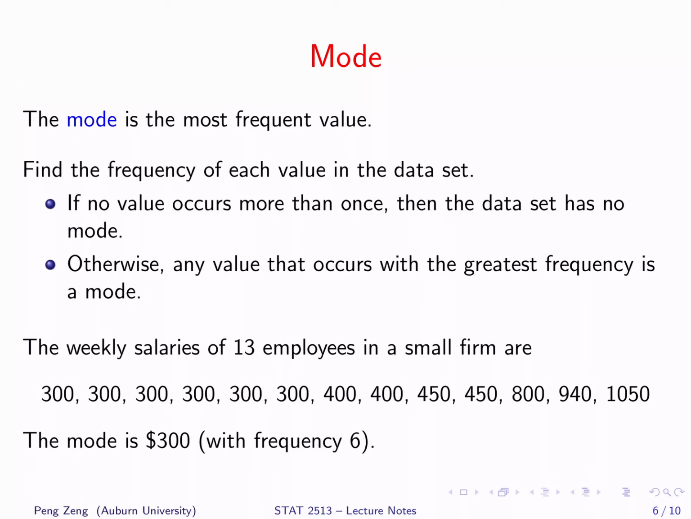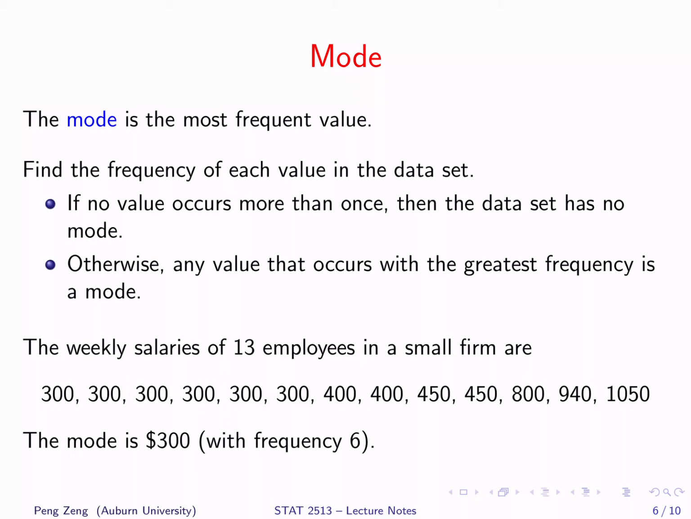The mode is the most frequent value in a dataset. In order to find the mode, we first need to find the frequency of each value in the dataset. If no value occurs more than once, then the data has no mode. In this case, all values are different from the remaining values. Otherwise, any value that occurs with the greatest frequency is a mode.